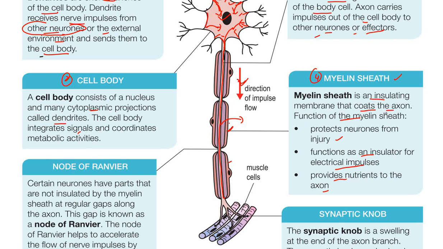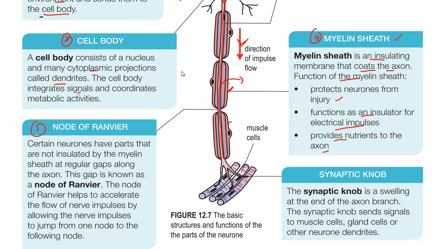Okay, number 5, we have the node of Ranvier. The node of Ranvier was actually named after a French histologist. The name of the histologist was Louis Antoine Ranvier. So he was the one that found out this node of Ranvier. Okay, so what is the function of this? What is this node of Ranvier?